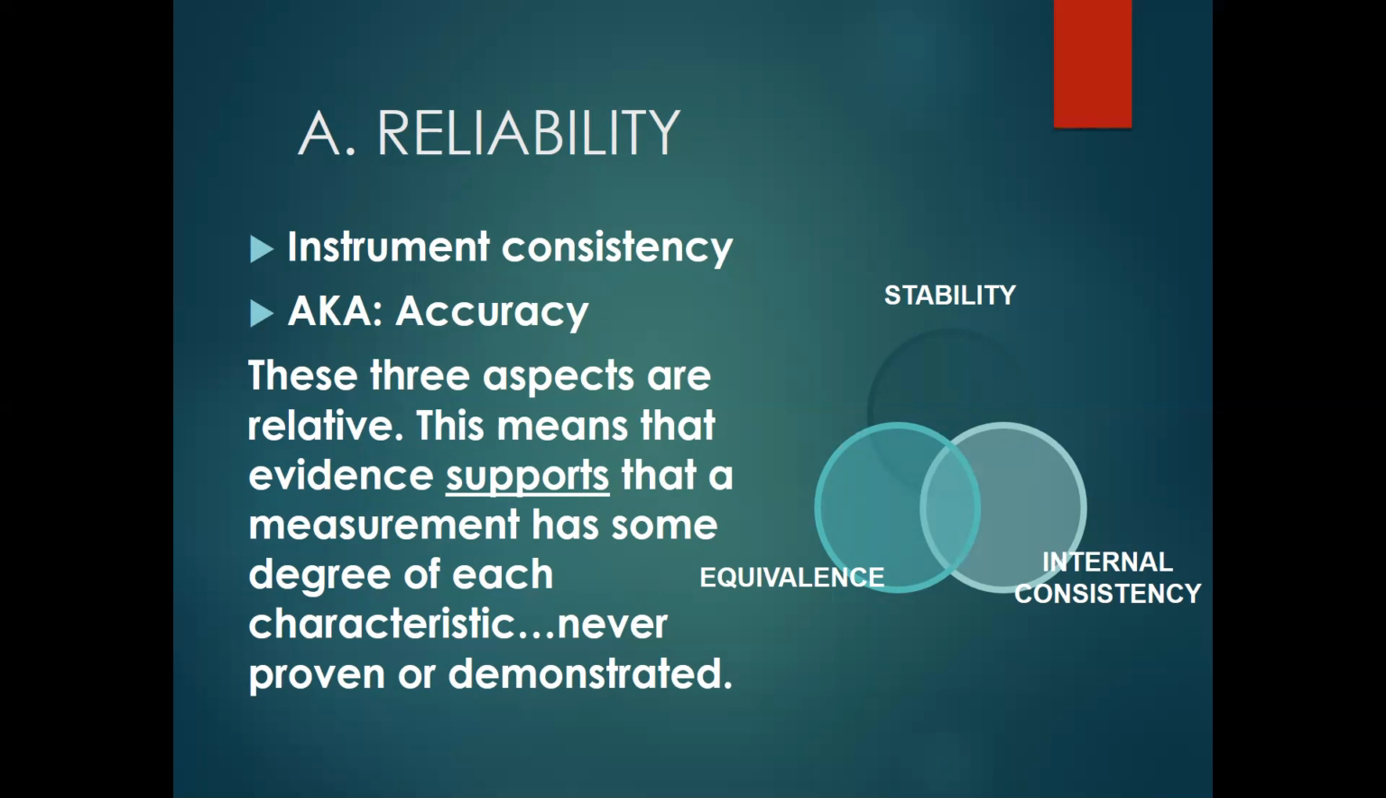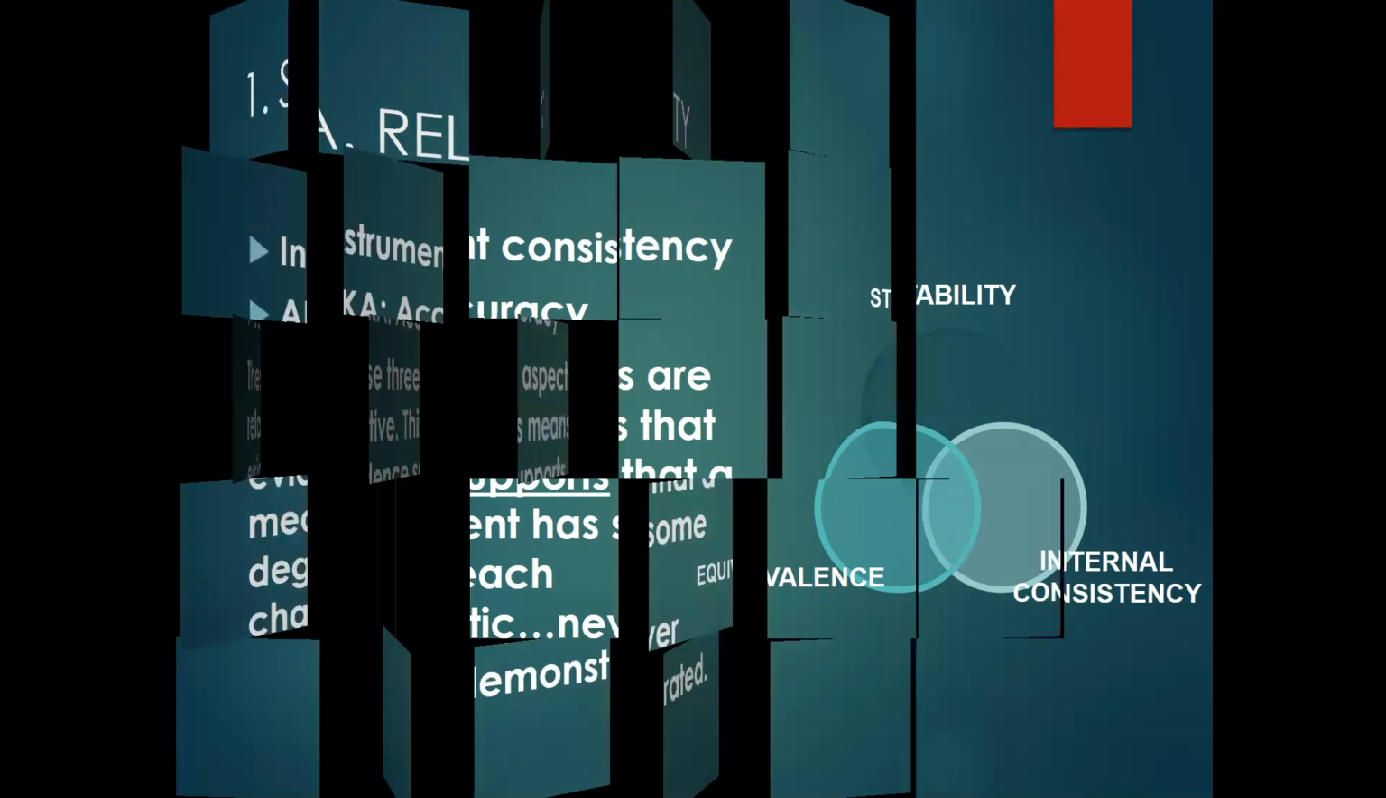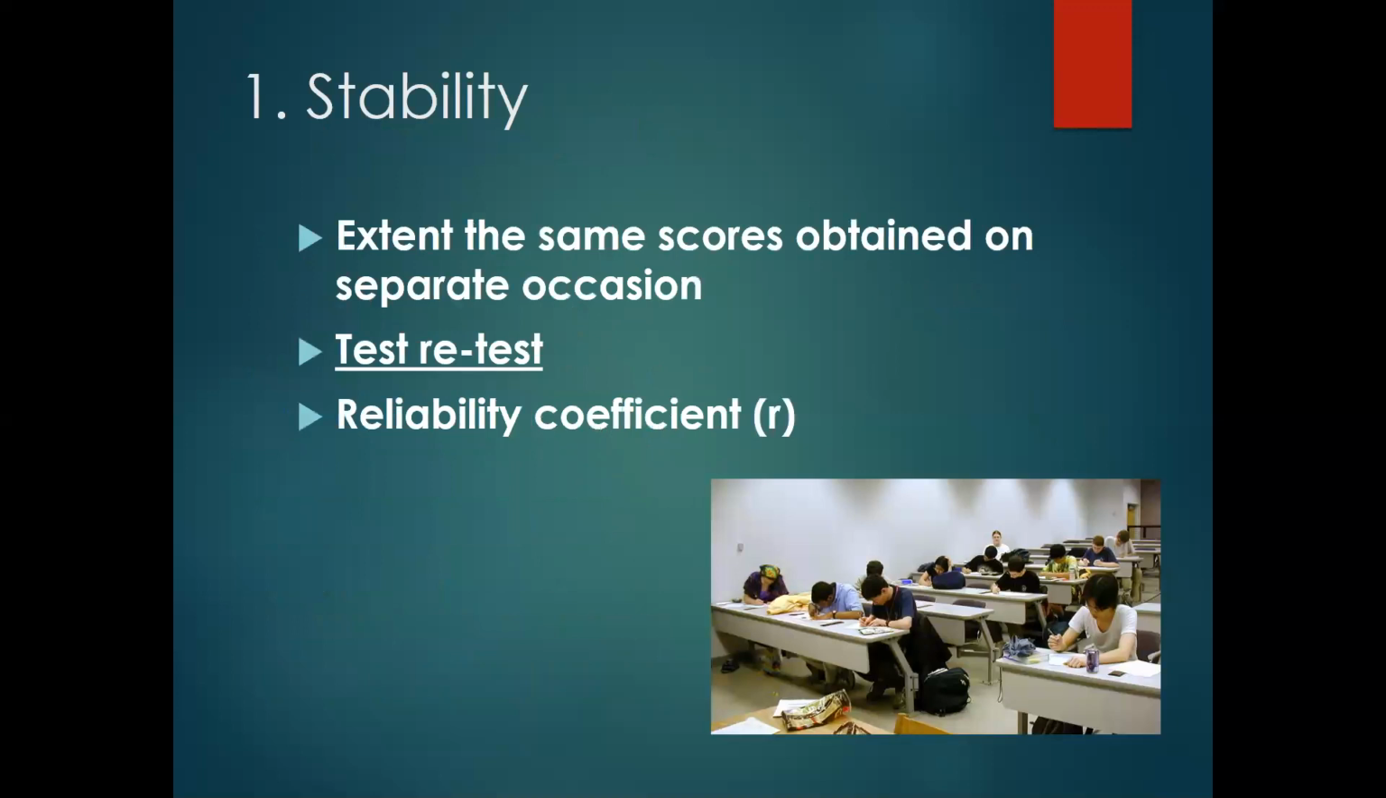So all of these aspects are relative. This tool, for example, can be relatively more stable than another tool, but that doesn't mean that this is a stable tool and this one's not stable. Things are just more or less stable, more or less equivalent, more or less internally consistent. So this is another example where research is not as black and white as many people think. Let's talk about stability first.